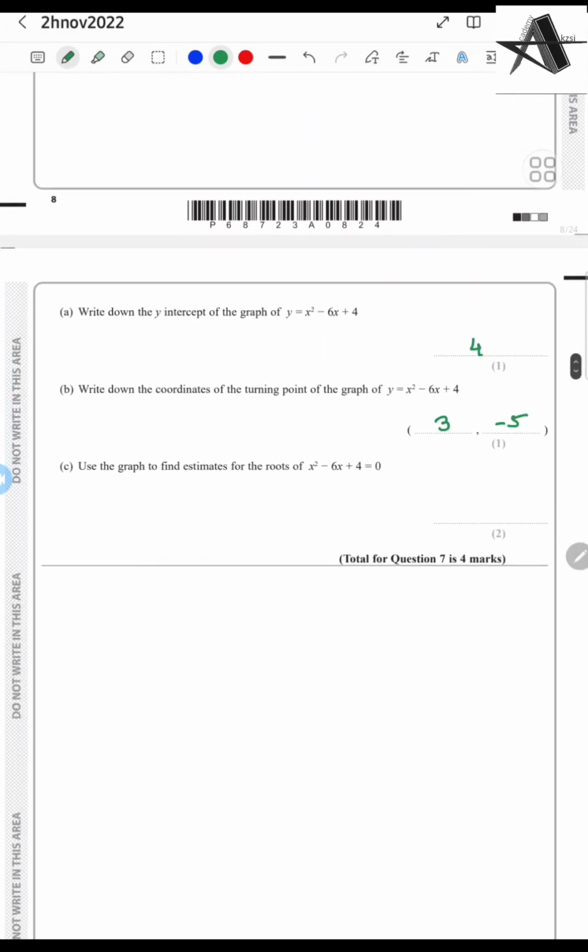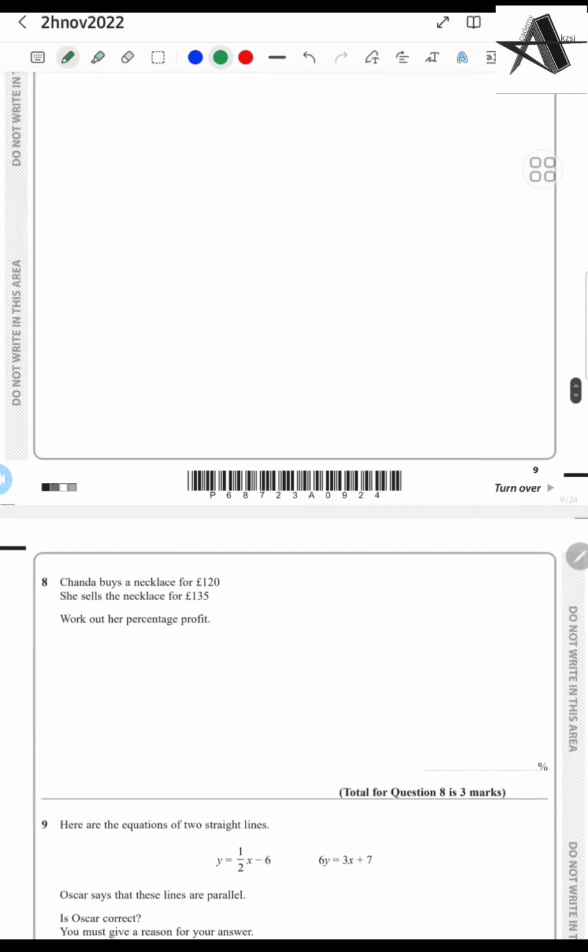So the answer is 0.8 and 5.2. And you can take a range as well. Your answer can be plus or minus 0.1. That means 0.7 to 0.9 will work, and 5.1 to 5.3 will work. That's why they have mentioned estimates. So plus or minus 0.1 will work.